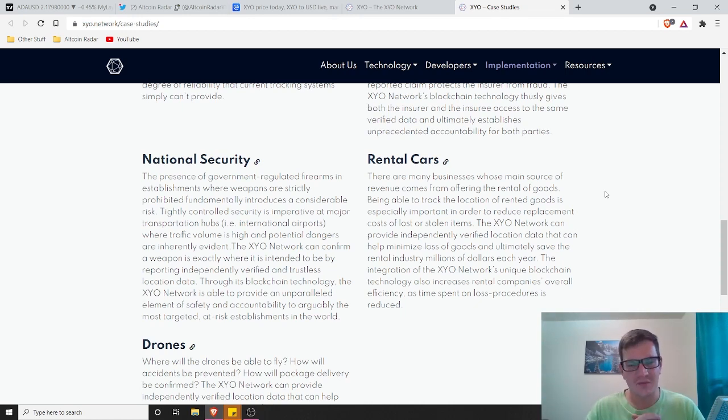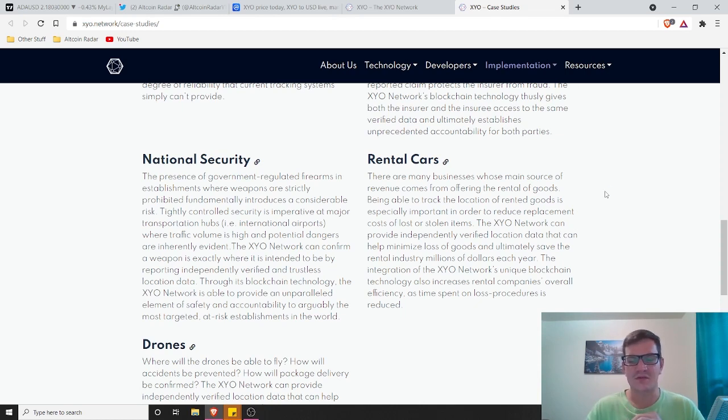All right, guys. Next, we got rental cars. There are many businesses whose main source of revenue comes from offering the rental of goods. Being able to track the location of rented goods is especially important in order to reduce replacement costs of lost or stolen items. The XYO network can provide independently verified location data that can help minimize loss of goods and ultimately save the rental industry millions of dollars each year.